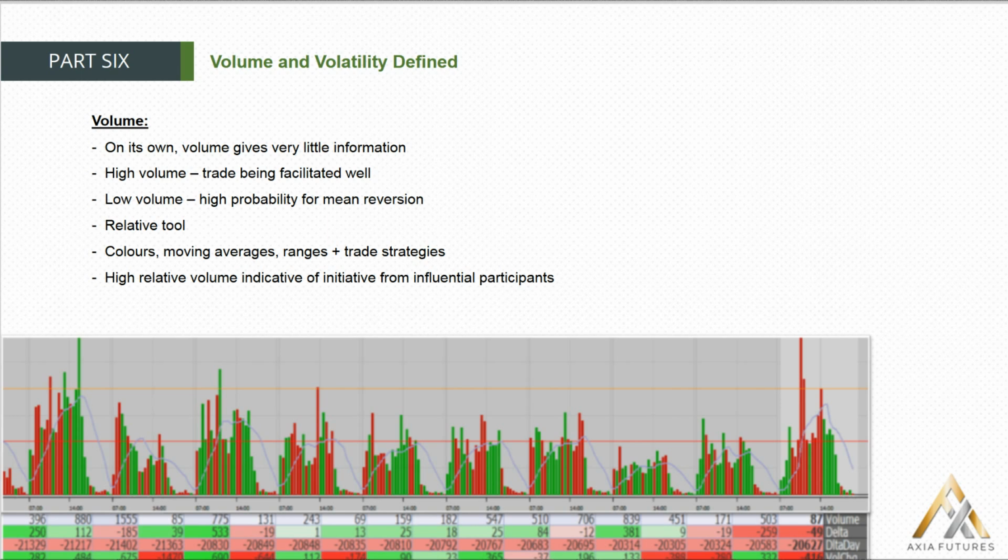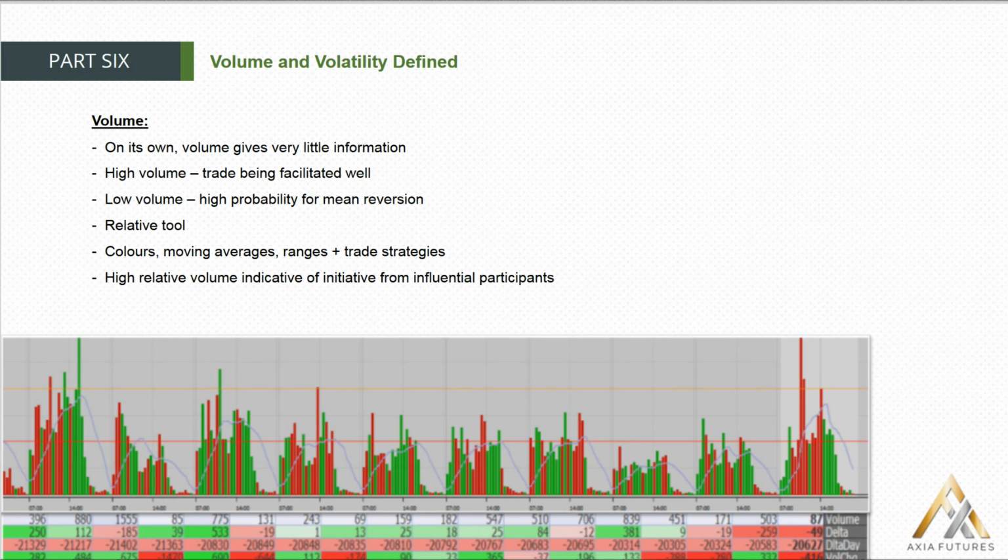So to finish, remember, high relative volume is indicative of initiative being taken from the buyers or the sellers, which happen to be influential participants. So when you see a relatively strong shift in the volume towards the upside, we can see a little bit of initiative coming into the market, and then we need to be cautious going against that initiative. And that is why we talk a lot about volume quite extensively.